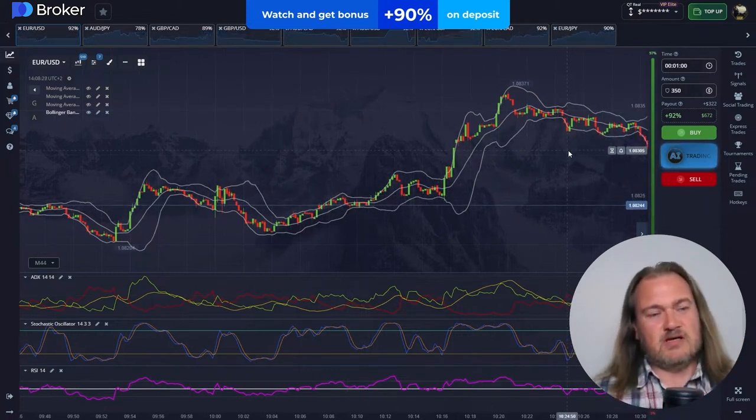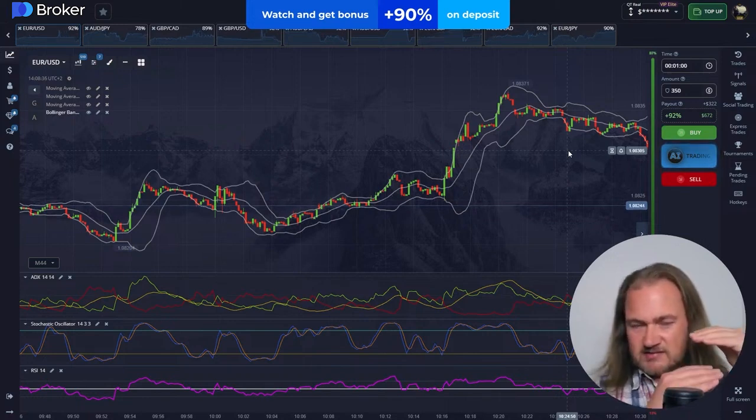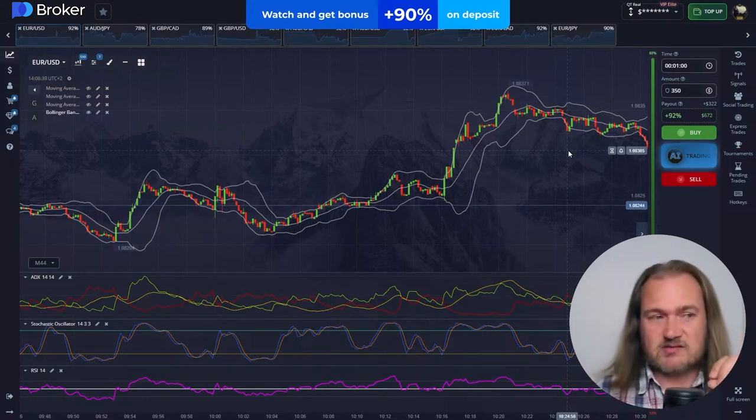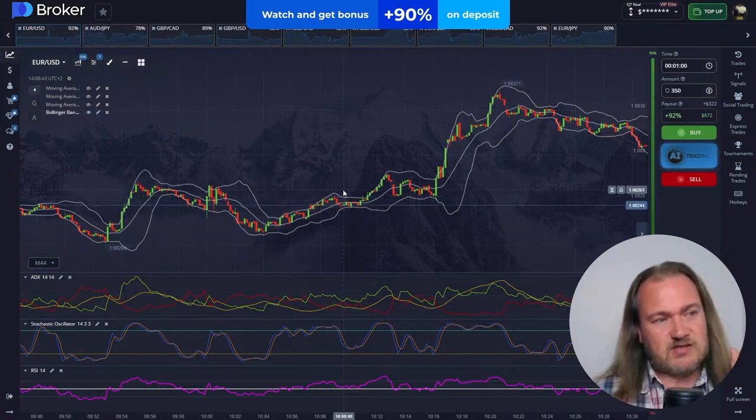When the Bollinger Bands close and open up again, that's not considered a Bollinger Squeeze, right? So it needs to close up and stay very tight for a couple of candles. That's an important distinction to make. So this would be an example of a Bollinger Squeeze.